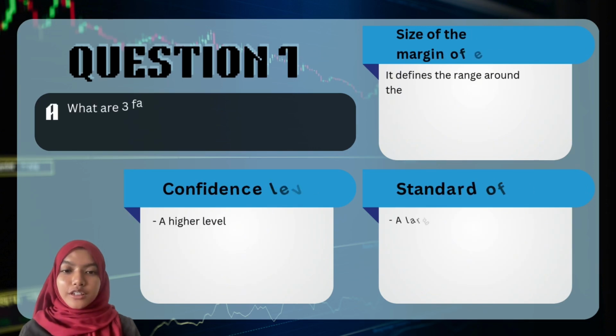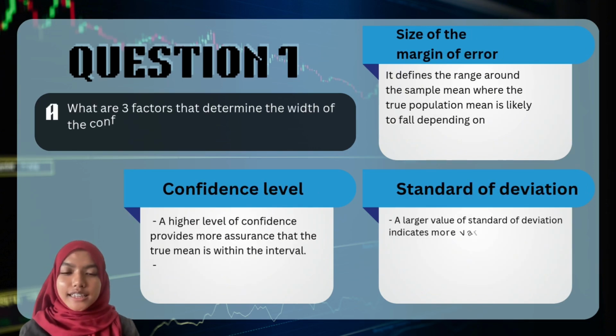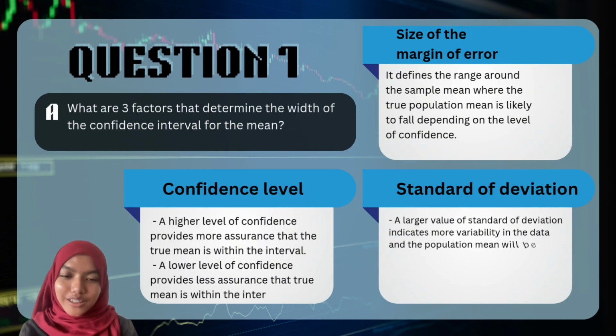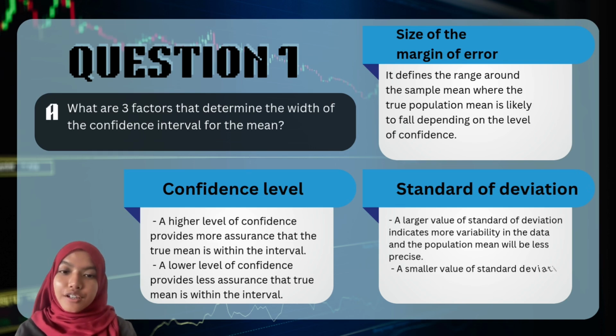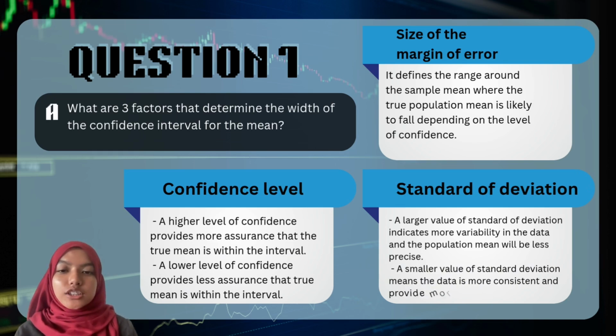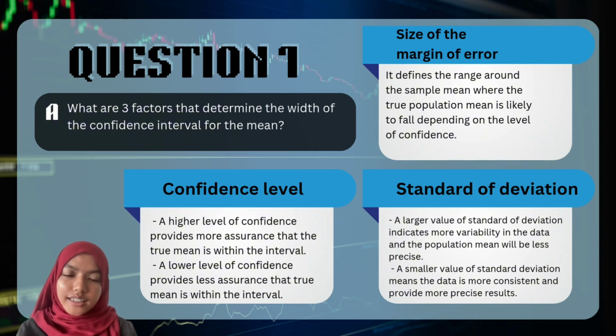So, the question requires us to find three factors that determine the width of the confidence interval for the mean. Firstly would be confidence level. The confidence level shows how sure we are that the true population mean is inside the interval. For example, if we choose a higher confidence like 99%, we want to be more certain that the mean is within the range, so the interval will become wider. However, if we choose a lower confidence level like 90%, we are less certain and the interval becomes narrower.